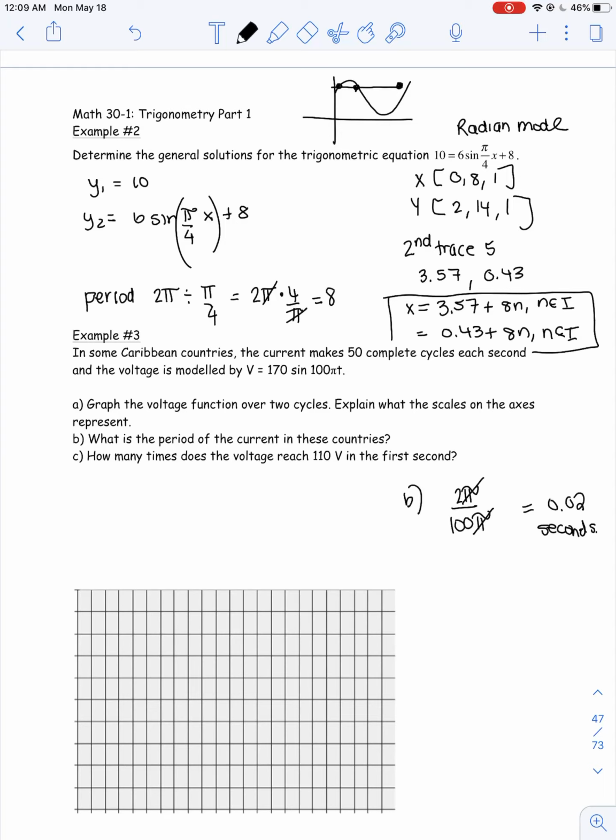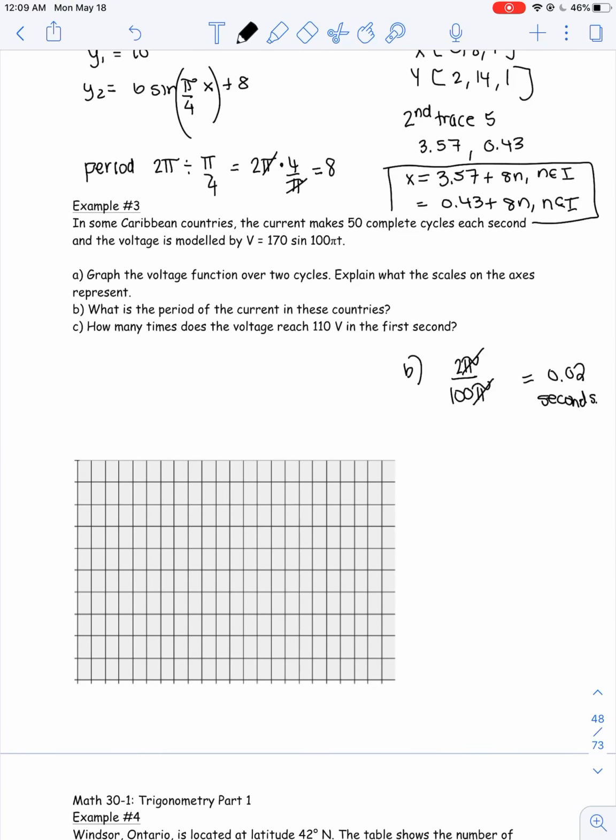So this is how long it takes for this to repeat itself. If I want to draw 2 cycles, you just need to multiply your period by 2, so I know that I need to draw this over 0.04. Now, there is no d value, which means your vertical displacement is 0, so it's going to be on the 0 line. So at y equals 0, it's going through that value right there.